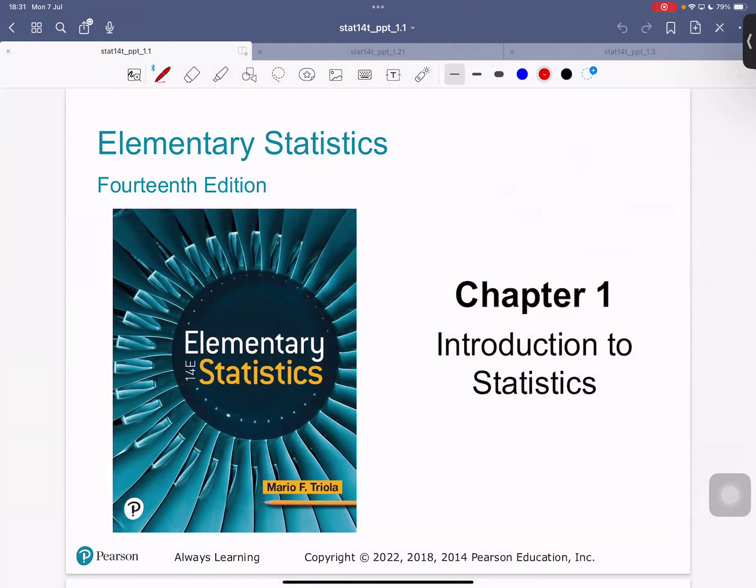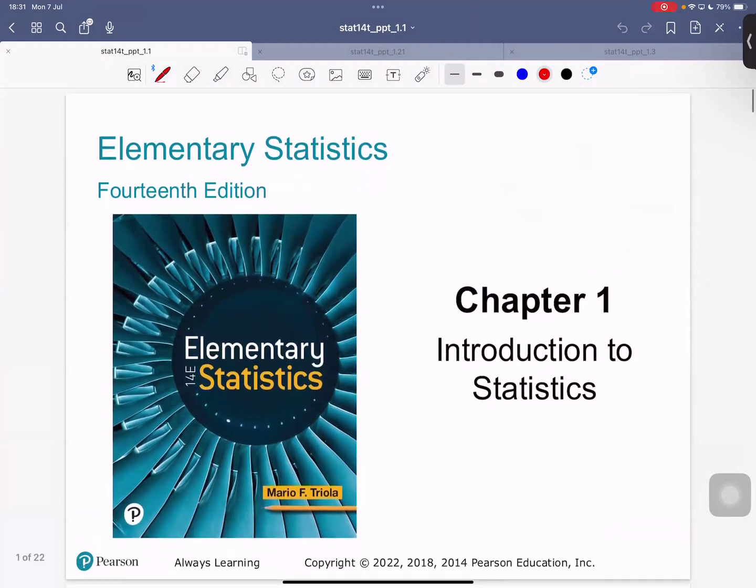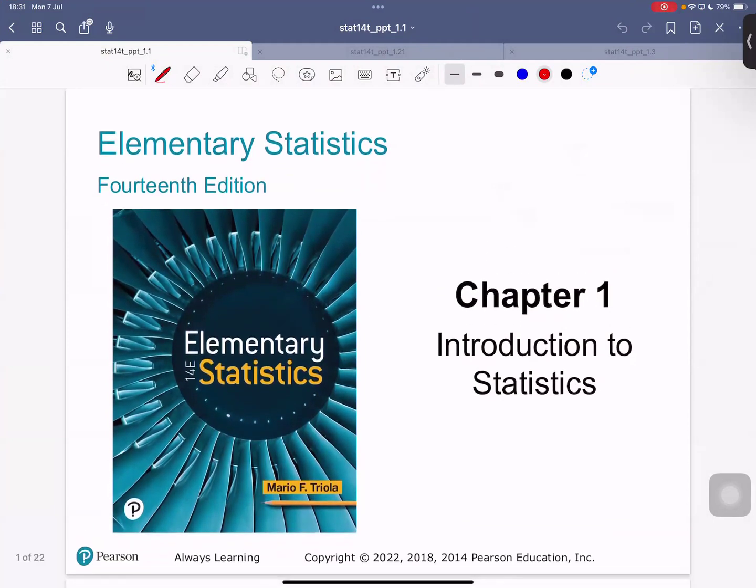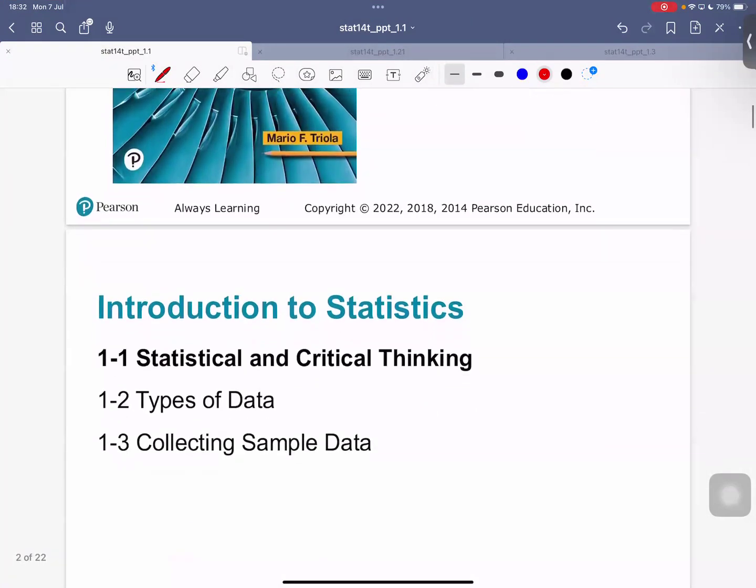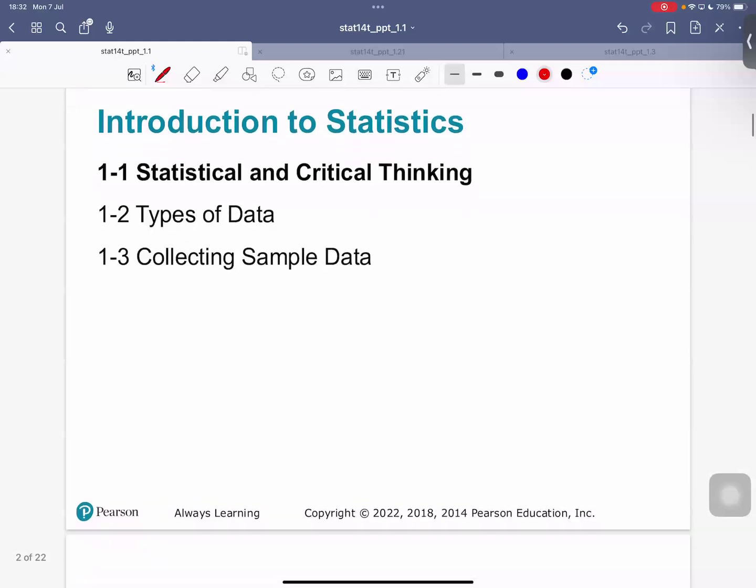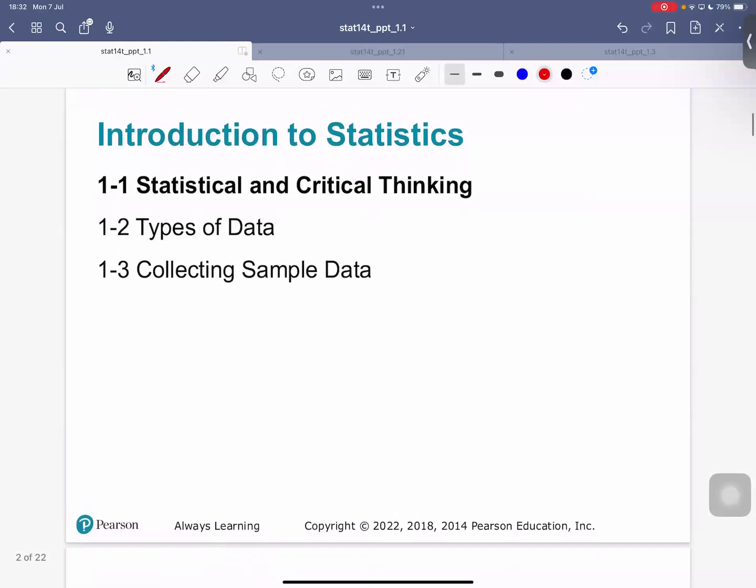Okay, so today we are going to study chapter 1, Introduction to Statistics. And this is our textbook. You can find it online, or you can buy the hard copy. Let's get started with the first three sections. The first section: statistical and critical thinking, types of data, and collecting sample data.